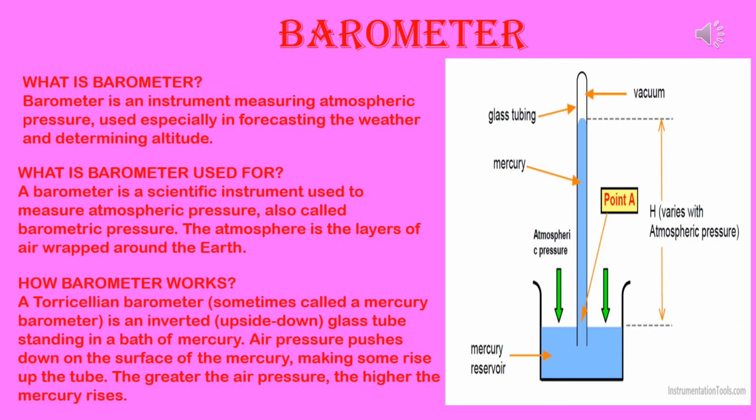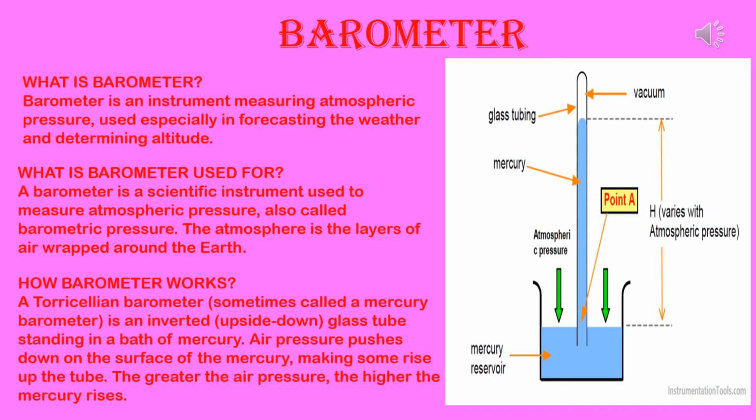Atmospheric pressure is shown by the down arrow at point A, and it has been shown over here, and the mercury reservoir. So a barometer is an instrument for measuring the pressure of the atmosphere. A barometer consists basically of a vertical hard glass tube about a meter long containing mercury with a vacuum at the closed top. The other end of the tube is dipped below the surface of mercury contained in a vessel.